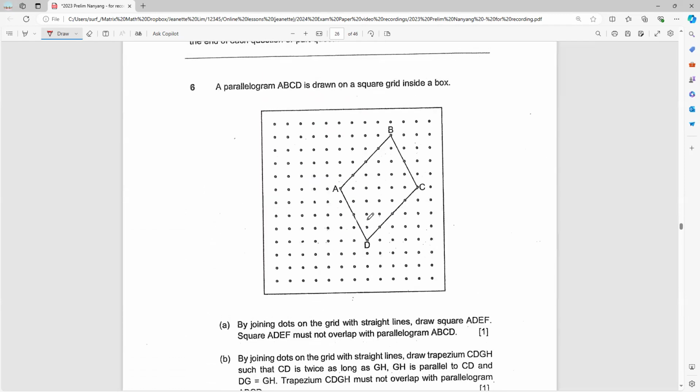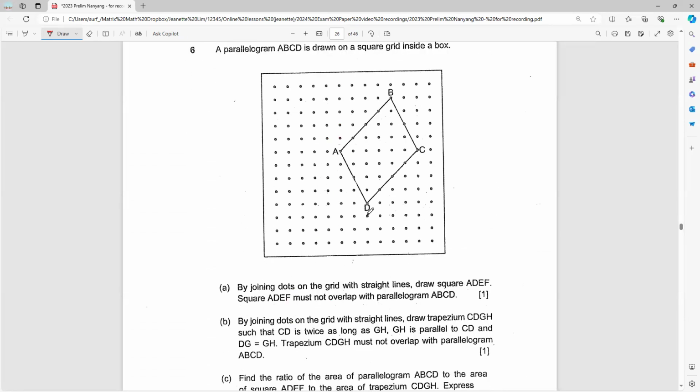Question 6. Okay, this question is a bit challenging for a 3-mark question. All right, so we have a parallelogram over here. By joining dots on the grid with straight lines, draw square ADEF. We already have A, we already have D. So you need to draw a square using AD. Find 2 more points, E and F. And it must not overlap with this parallelogram.